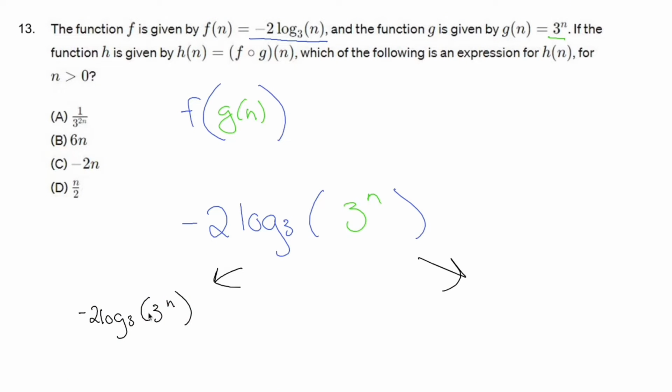Log base 3 of 3 to the n allows the log base 3 and the 3 to cancel each other out and drops the n down, so we have -2n. That's one way of looking at it.